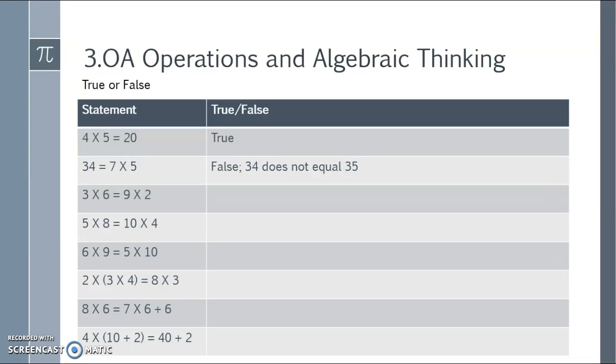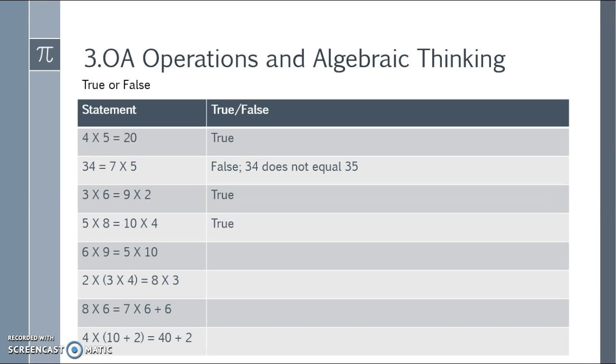3 times 6, is that equal to 9 times 2? Well, 3 times 6 is 18, and 9 times 2 is 18, so this is certainly true. 5 times 8 is 40, and 10 times 4 is also 40. Notice in this particular one, as well as the previous one, that if I take 5 and double it, I get 10, and if I take 8 and halve it, I get 4. So I'm halving one and doubling the other, and still getting the exact same solution. That's also true with the one above.